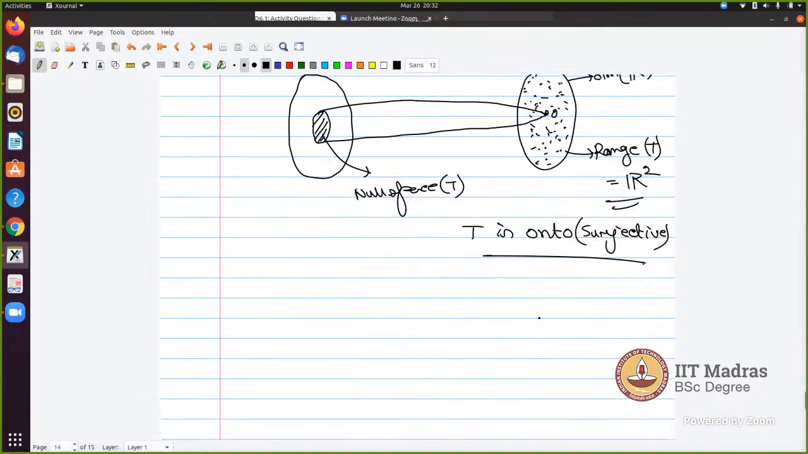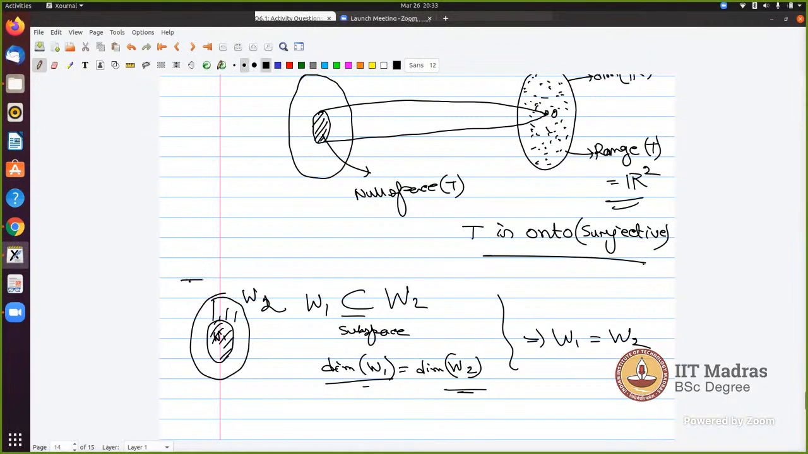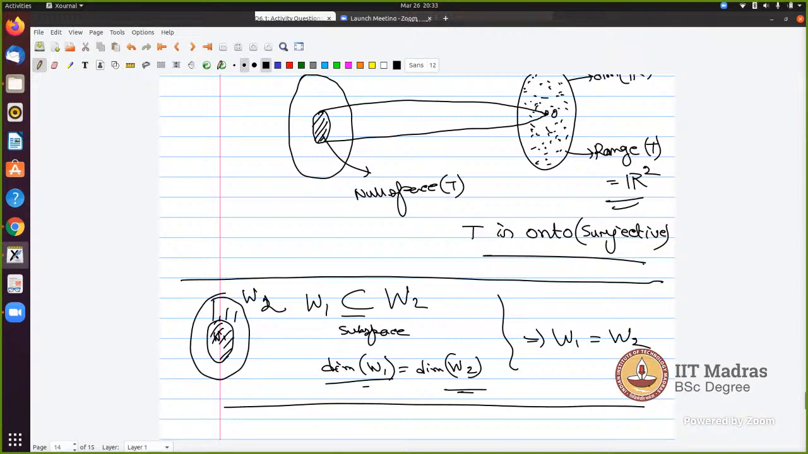Right? That means if we write it like this, suppose W1 is a subspace of W2, and the dimensions of W1 and W2 are the same. What does it mean? It means W1 and W2 are the same space. Because suppose this is W1, this is W2, and W1 is inside. Now if the dimension of both are the same, that means these both spaces are exactly the same. Clear? Yes, sir.